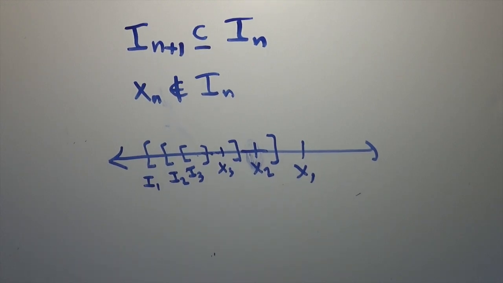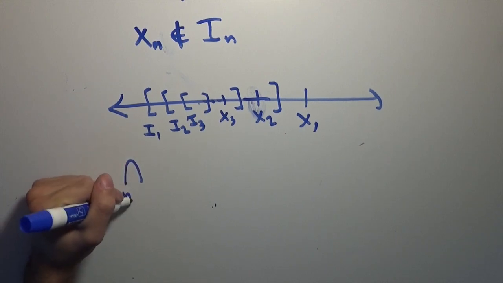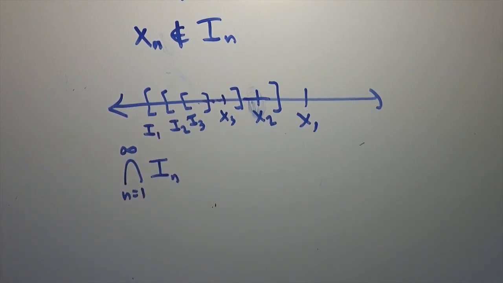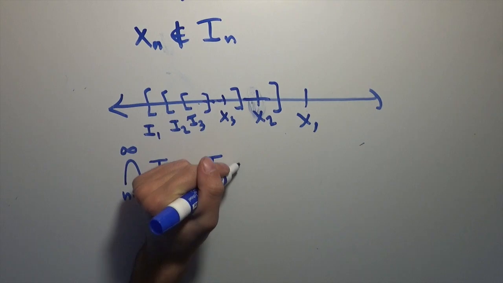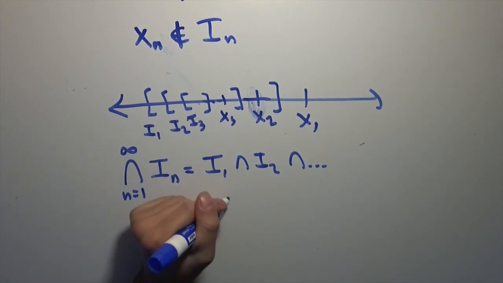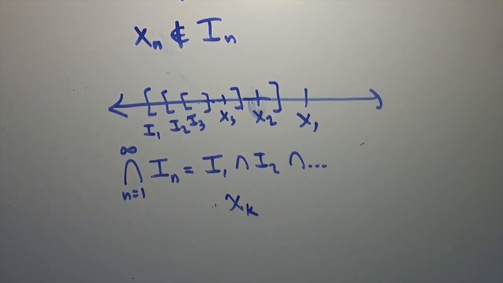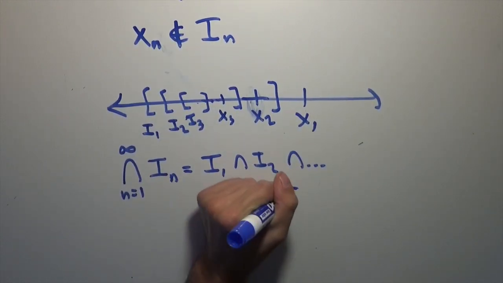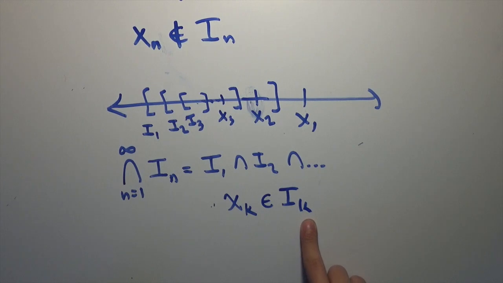So what we want to do now is invoke the nested interval property. Let's consider the intersection from n equals 1 to infinity of all of these In's, right? That's just I1 intersected with I2, intersected with I3, and forever and ever. Now, if xk is some element in that list, remember, this is every real number, x1, x2, x3, x4, assumed to be every single real number, from negative infinity to positive infinity. By the way that we designed this, we know that xk is not in Ik, or in any Ij where j is bigger than k, right?